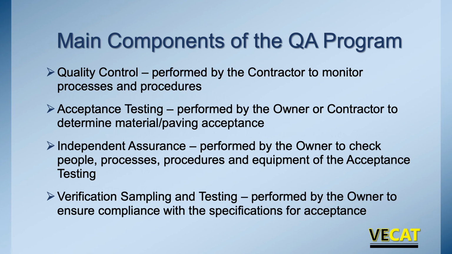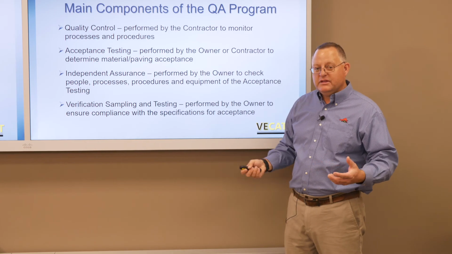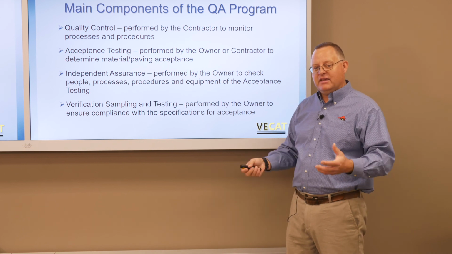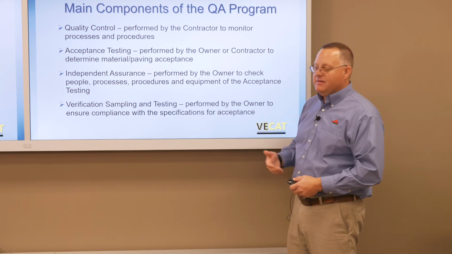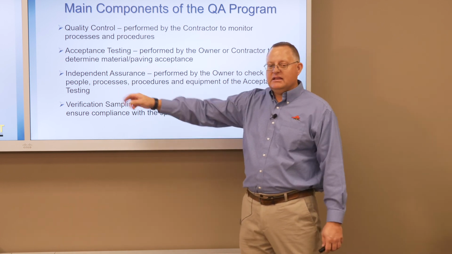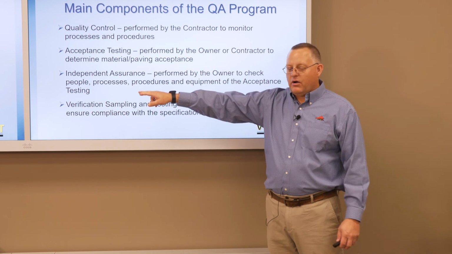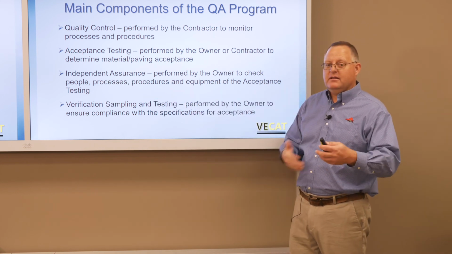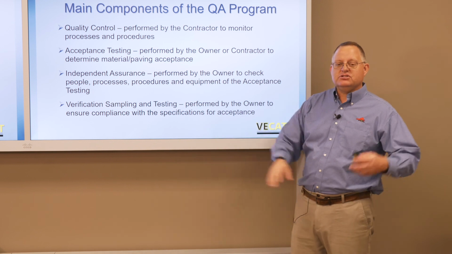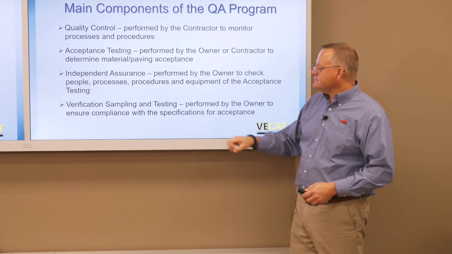And that's independent assurance. What is that? That's just making sure whoever's doing the acceptance testing is doing it right. So the owner, VDOT or their rep, is making sure that all the people, processes, procedure, and equipment is working. One of the checks is, are they certified? Have they gone through this class and passed the exam? If the answer to that is yes, then at least that people part can be checked off. Are all the processes, is all the equipment correct? A lot of this just goes into independent assurance. It's just another way, another set of eyes.